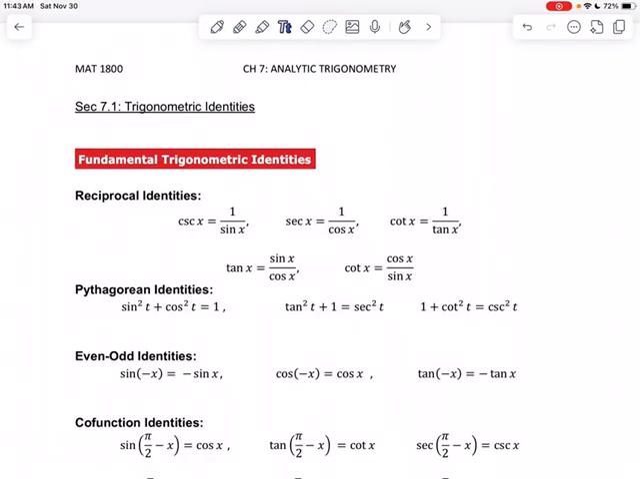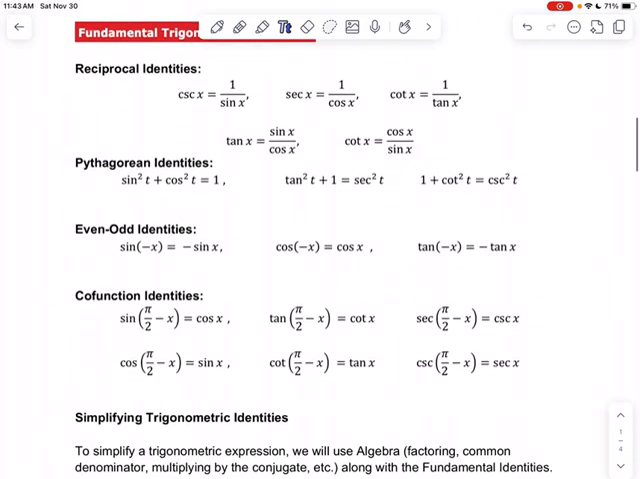Hello, we are now starting chapter 7. There are 5 sections in this chapter that we have to cover, and each one is important. So please pay attention and try to make sure that you know this stuff.